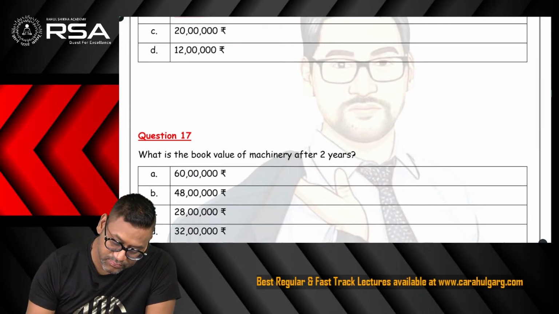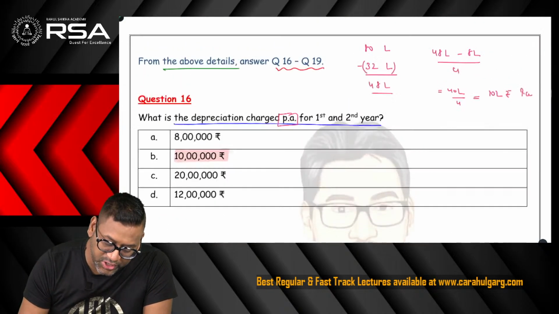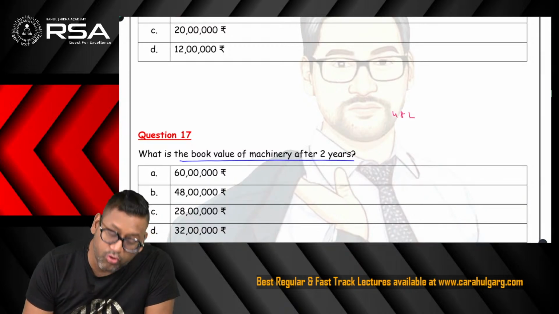It says, what is the book value of machinery after 2 years? So you recorded the asset at 48 lakh rupees. You recorded the asset at 48 lakh.